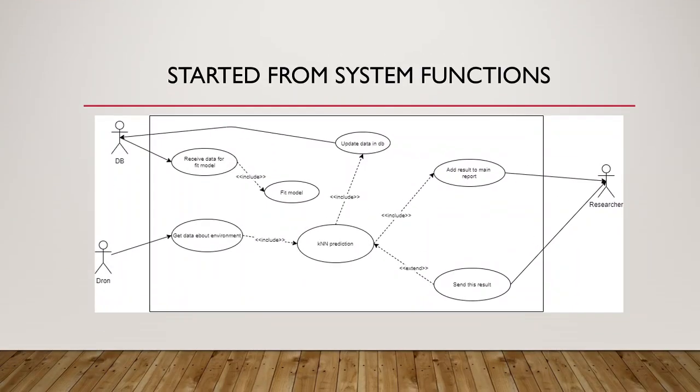So, okay, we came to system functionality. In this use case diagram, you can see the main actors and scenario. First of all, the system receives data from the database to fit the model. Then, the drone gives the system data to predict. And the system, by using the model, predicts the value and makes a report.